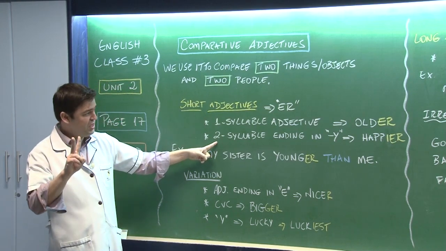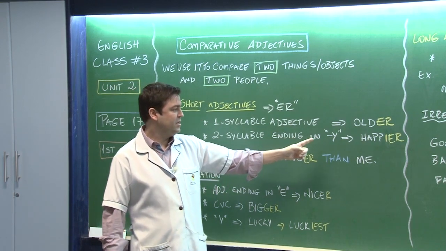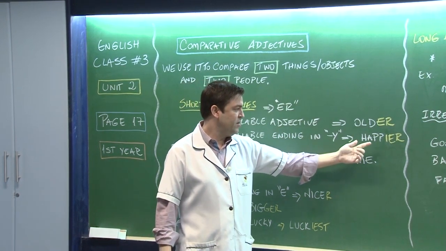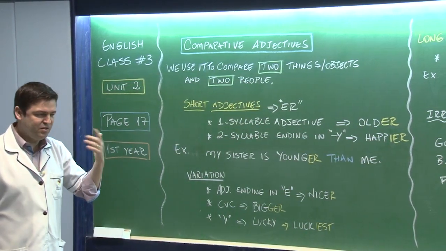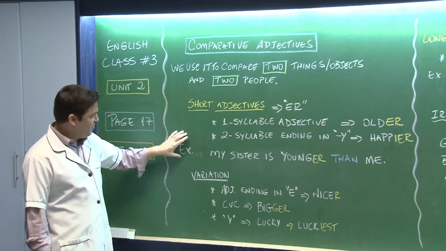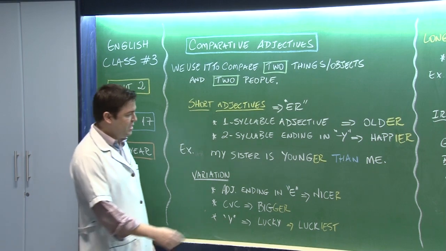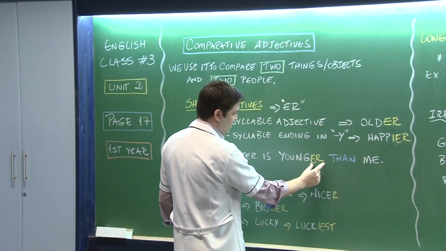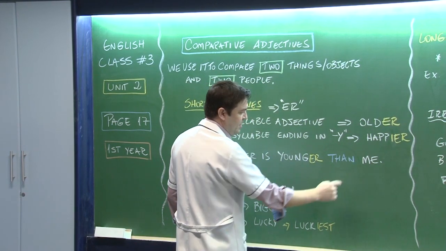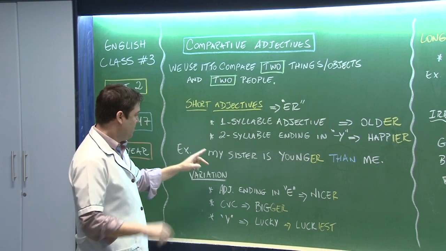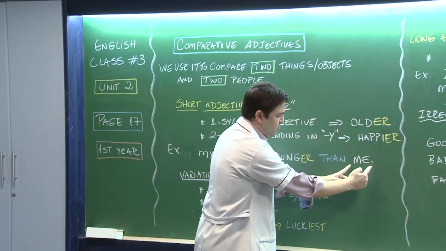We also have two syllable adjectives ending in Y, but only the ones that end in Y, okay? For example, the word happy, we say happier, not more happy, right? I gave you here one example: My sister is younger than me. You see that here we have ER in the adjective. This is one syllable. And then we have this word here, than, to compare two things or two people. In this case, I'm comparing my sister and me.